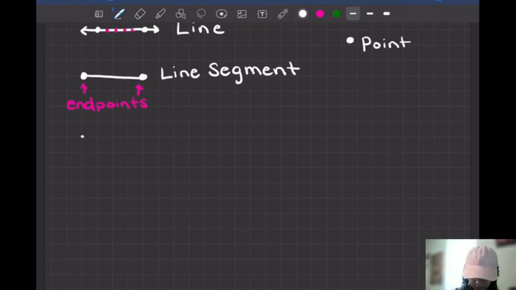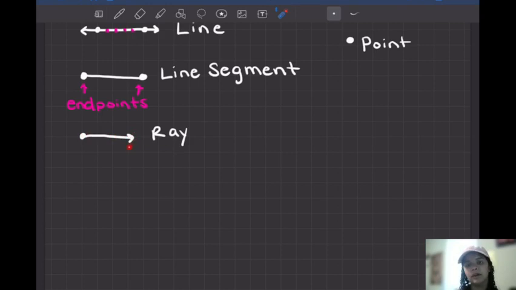We also have something called a ray, and in order to make an angle, you need two of those. A ray has an endpoint on one side, so on this side the ray ends, but on the other side, you see the arrow indicating that it continues going on forever and ever.